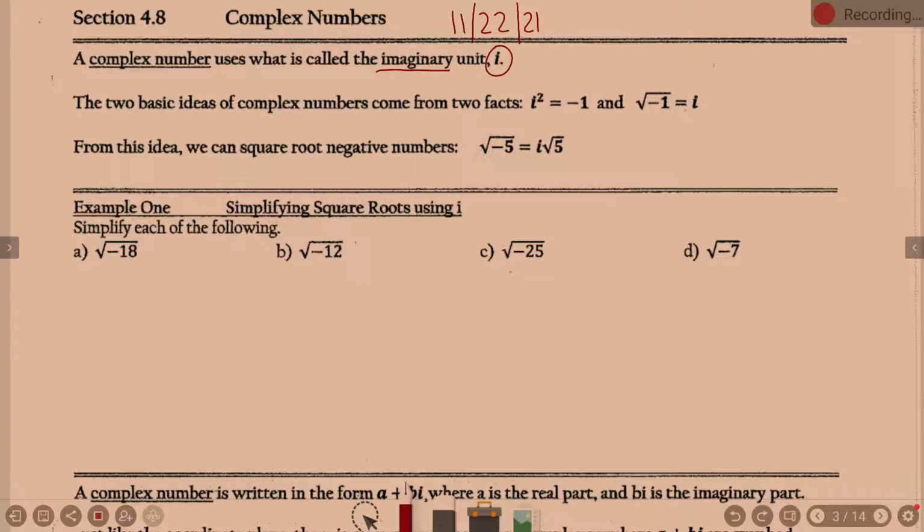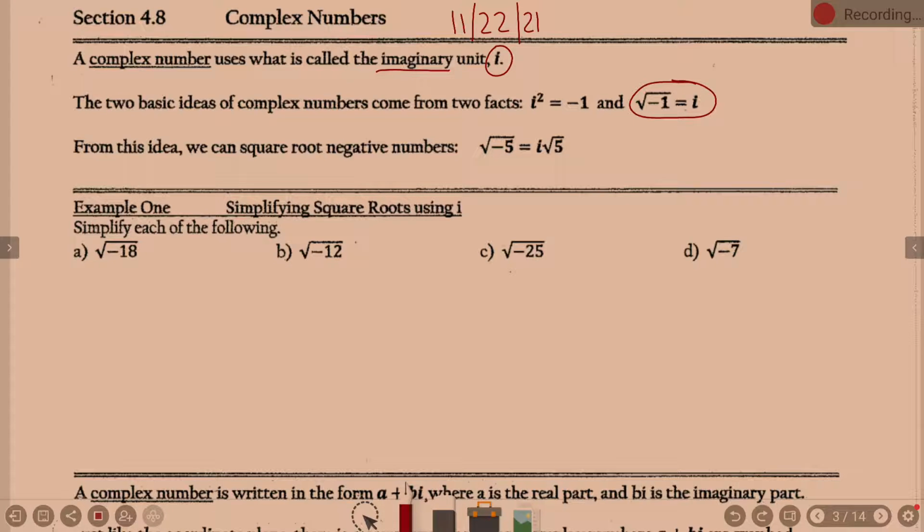Now, here's what you've got to know, guys. The two basic ideas of complex numbers come from two facts. I'm going to do these out of order. First of all, i is the square root of negative 1. Up until today, when we try to take the square root of a negative number, what do you tell me? You can't do it, right? You can't do it in the real numbers. The square root of a negative number is not a real number. It's what we call an imaginary number. If you try the square root of a negative number on your calculator, you get some kind of error, depending on the calculator.